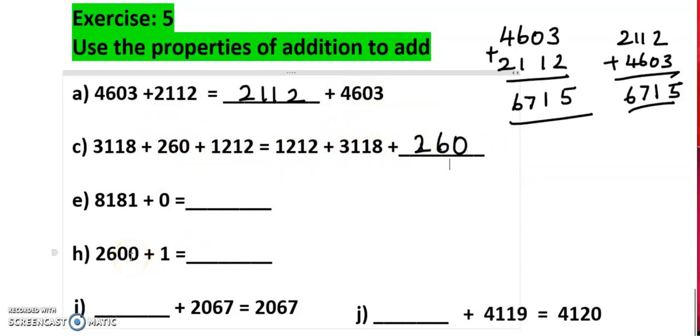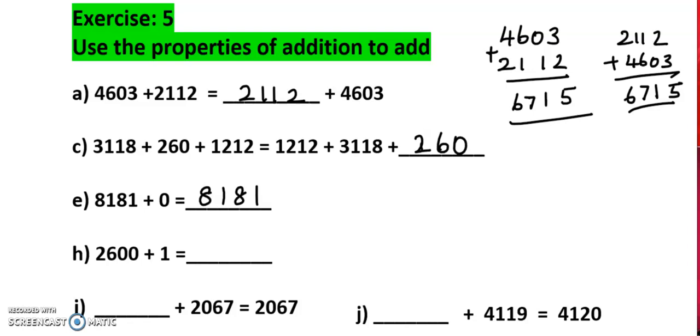Next, 8181 plus 0 equals what? As I told you already, if you add any number with 0, you will get the same number. Otherwise, when 0 is added to a number, or when a number is added to 0, you will get the number itself. So 8181 plus 0, what will you get? 8181.